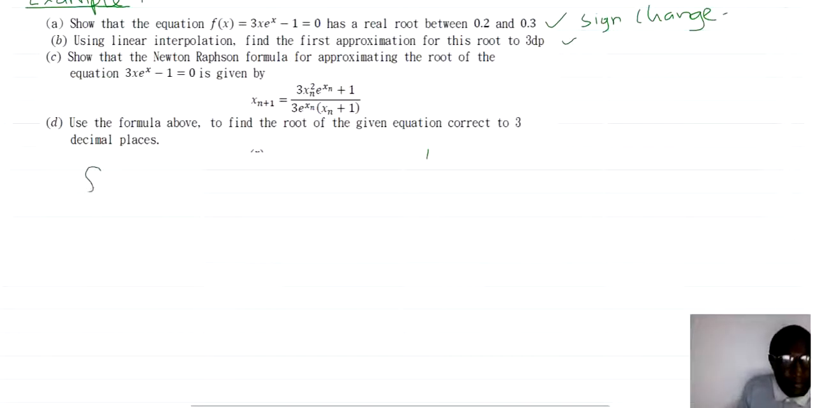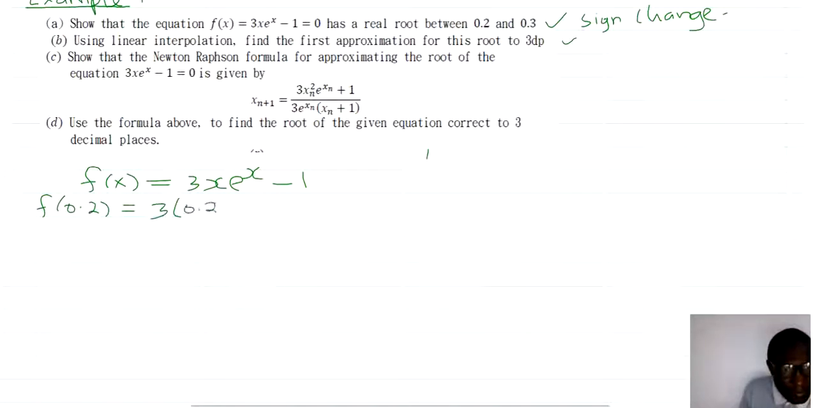So we have f(x) is equal to 3x e^x minus 1. Now to show that the root lies between 0.2 and 0.3, we are going to use the sign change method, which comes after evaluating this function at 0.2 and evaluating the very function at 0.3. So we are going to evaluate it here. So we have f(0.2), this is equal to 3 times 0.2 e^0.2 minus 1.